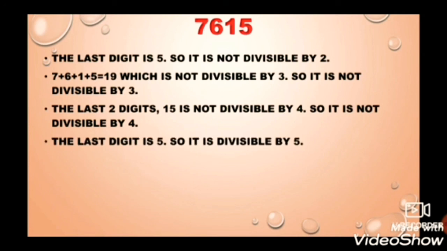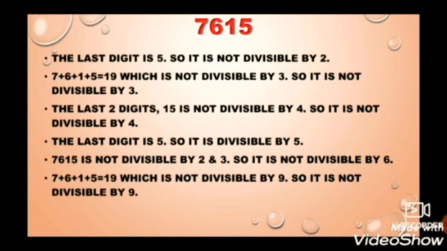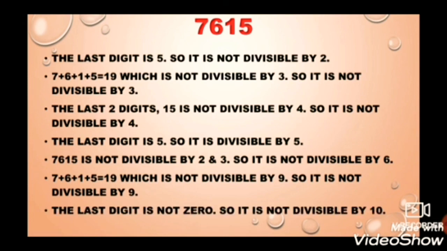Next, check the divisibility rule of 5. The last digit is 5, so it is divisible by 5. Next, check the divisibility rule of 6. The number 7615 is not divisible by 2 and 3, so it is not divisible by 6. Next, check the divisibility rule of 9. The sum of the digits is 19, which is not divisible by 9, so it is not divisible by 9. Next, check the divisibility rule of 10. The last digit is not 0, so it is not divisible by 10.